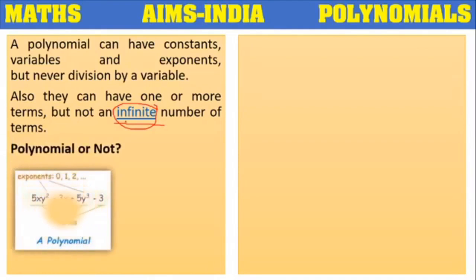So let's see some more examples. Here in this example, 5xy square is the first term, minus 3x the second term, plus 5y cube the third term, minus 3 the fourth term. Here we have four terms. In these four terms, we have constants like 5, minus 3, plus 5, minus 3, and variables like xy square and y cube, combined by operations. Here product is there between 5 and xy square, and subtraction is there, and addition is there.